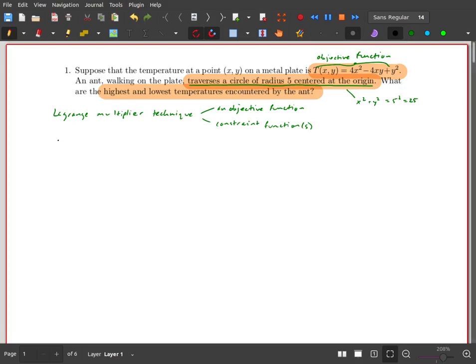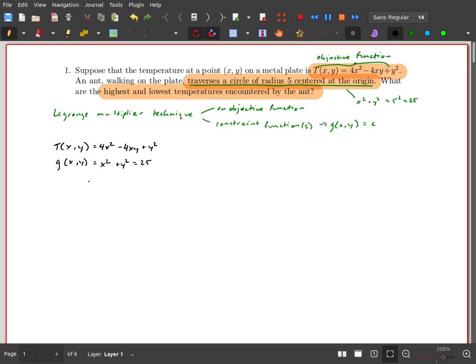So let's get started. I'm just going to write it here again in case I have to scroll up and down. T of x and y, our objective function, is equal to 4x squared minus 4xy plus y squared. Then our constraint function, we're going to call this g of x and y, will be x squared plus y squared equals 25. Because remember, we want our constraint function to be in the format of g of x and y equals some constant c. So we'll leave the 25 there.